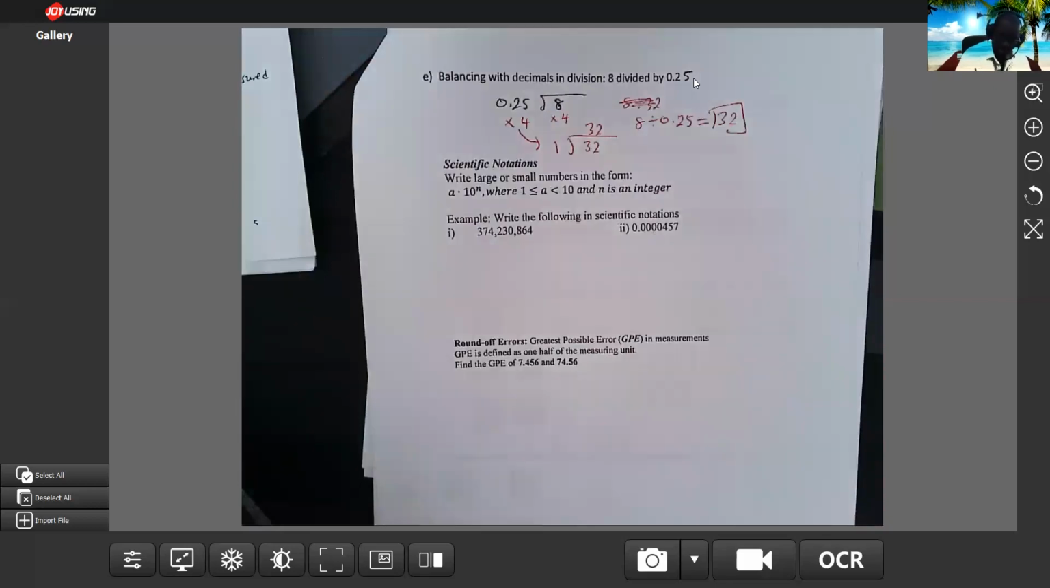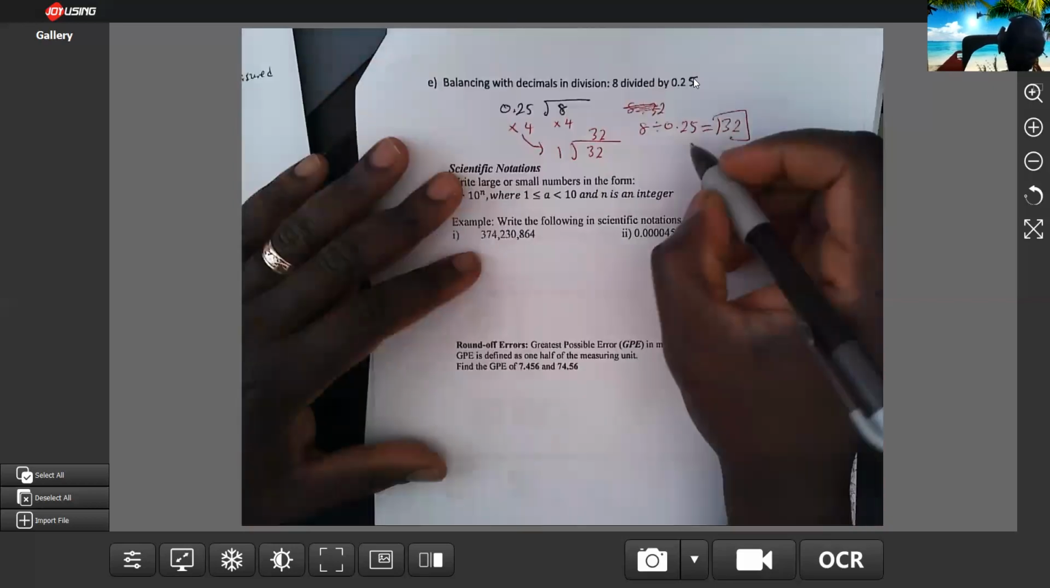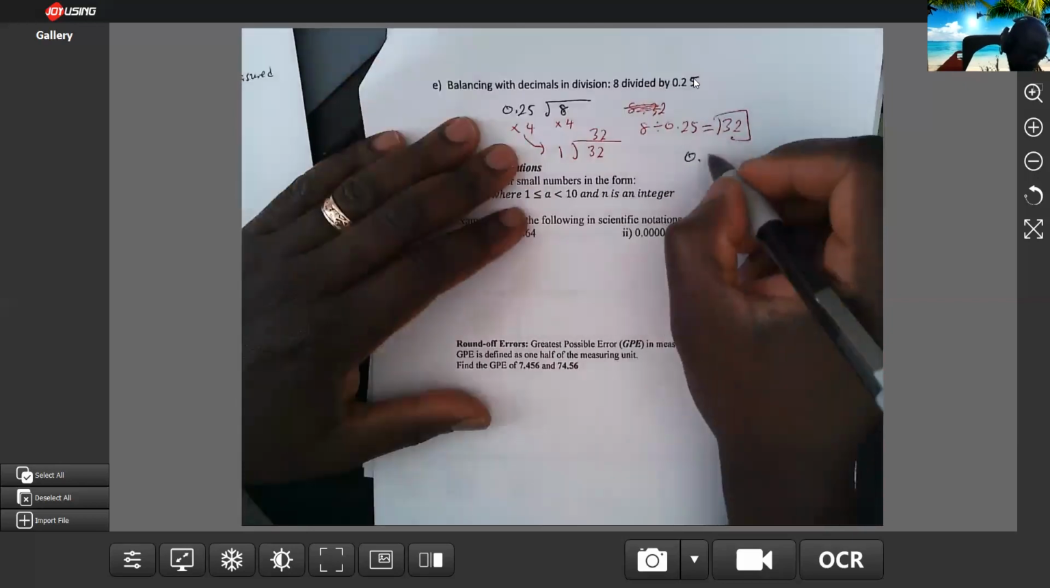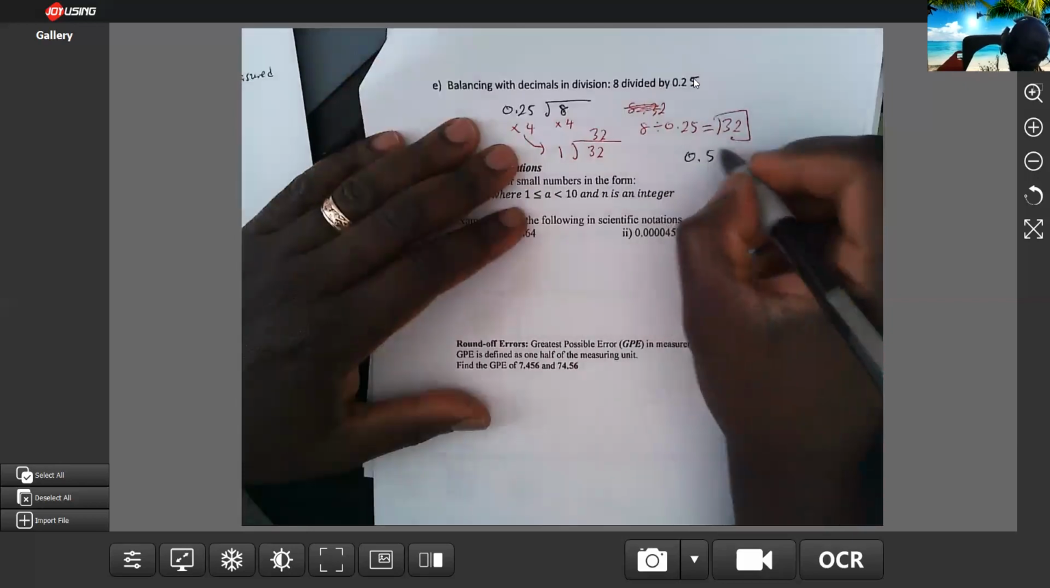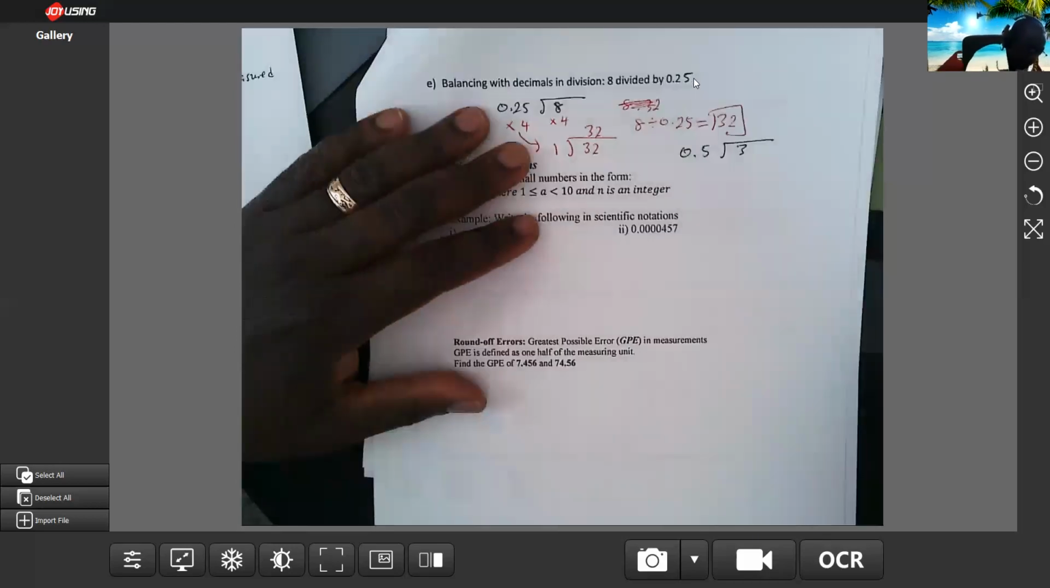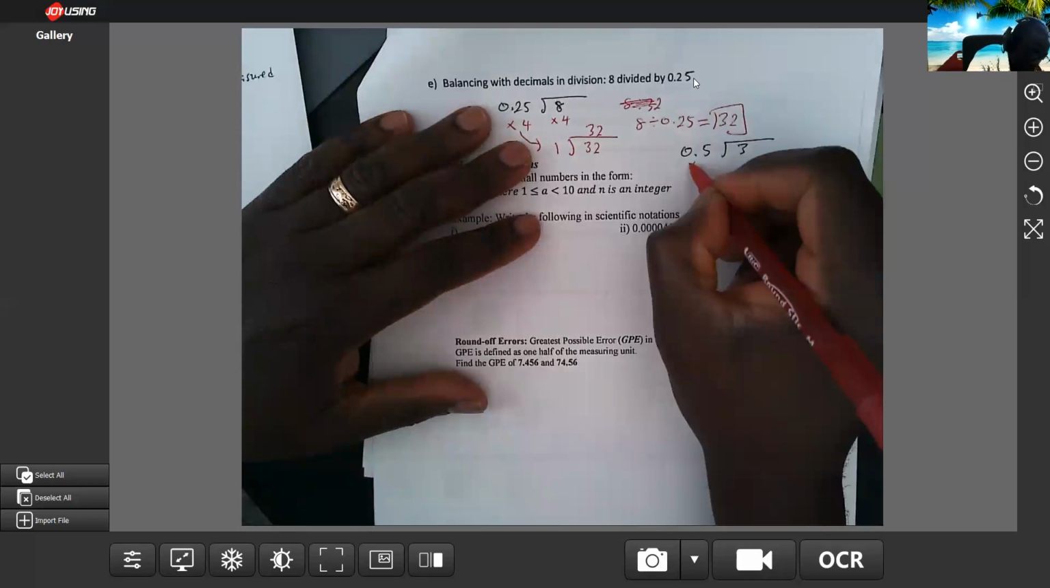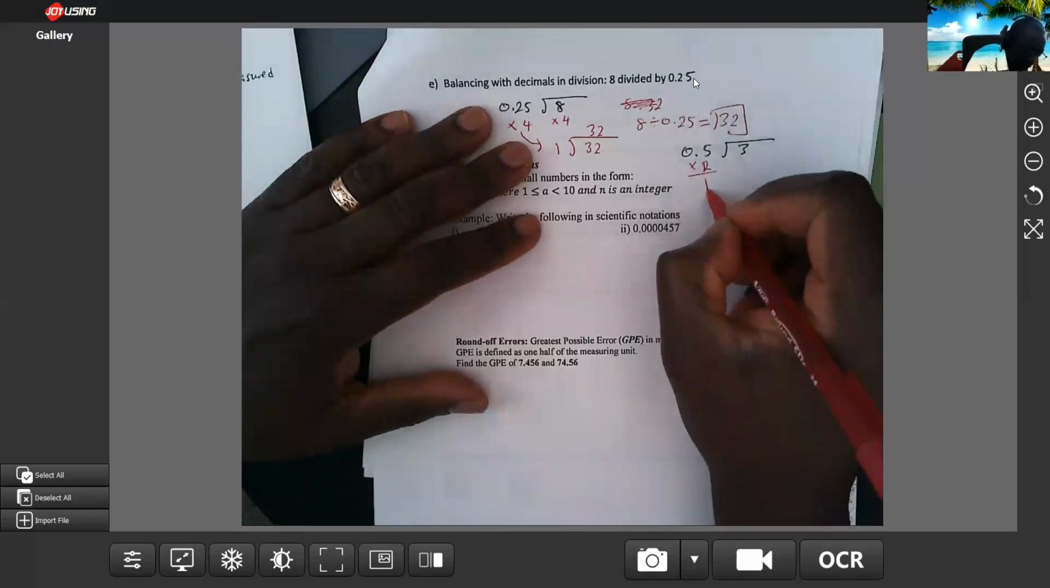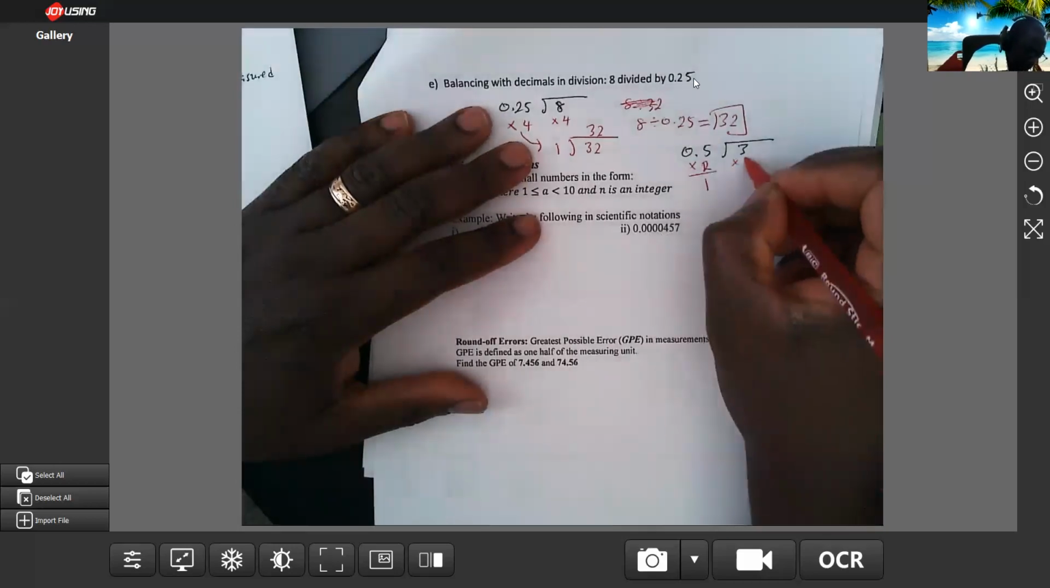Okay, similarly, if I had given you something like 0.5 into 3, all right, to get a 1, you multiply the 0.5 by 2, that gives me 1, and then this also by 2, that gives me 6.